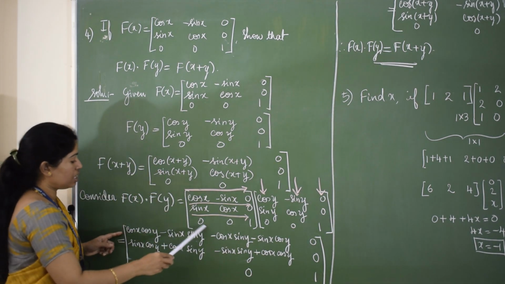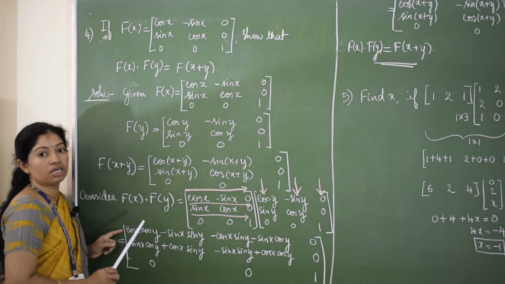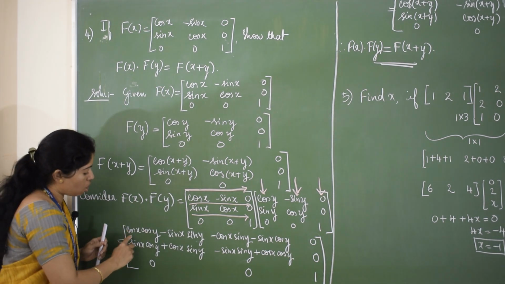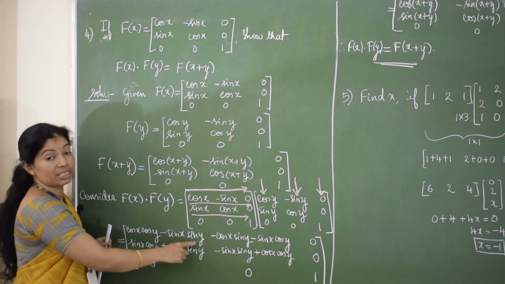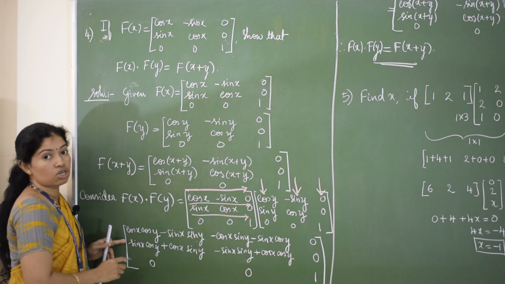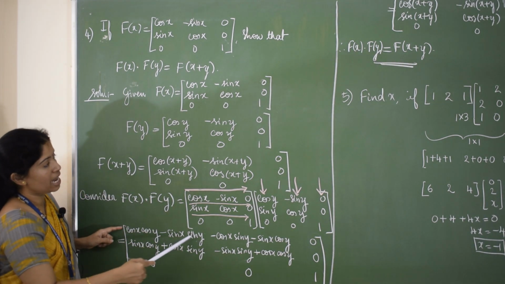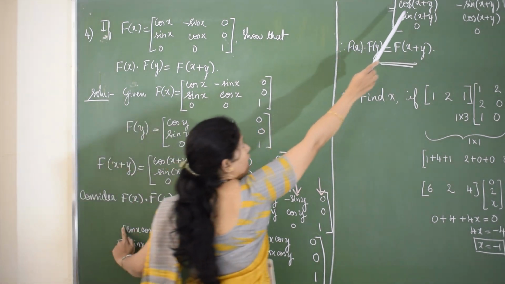Now this is the trigonometric formula which you learnt in your first PU. What is that? Cos x into cos y minus sin x into sin y. This is the formula for cos of x plus y. So we can replace this one as cos of x plus y.